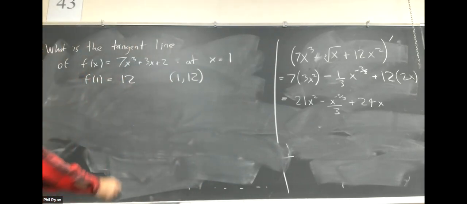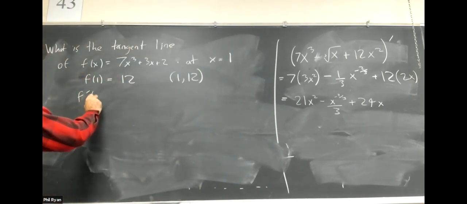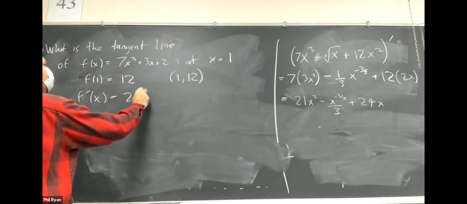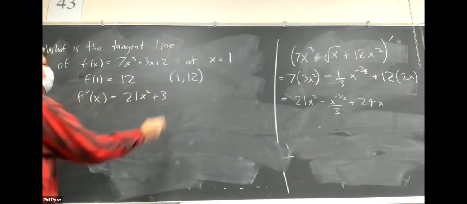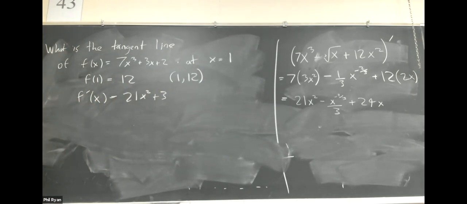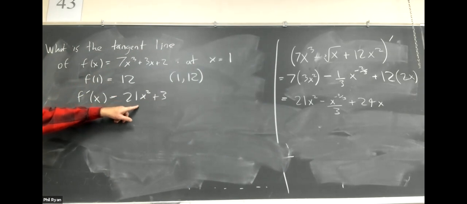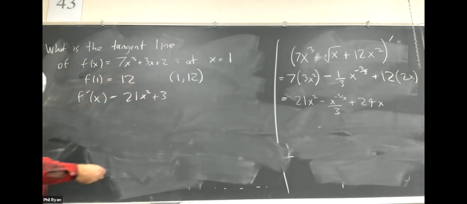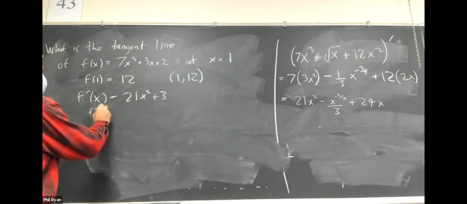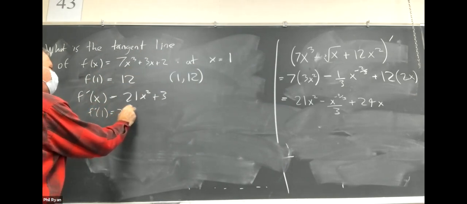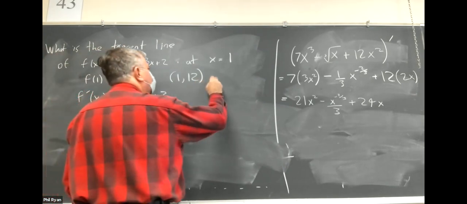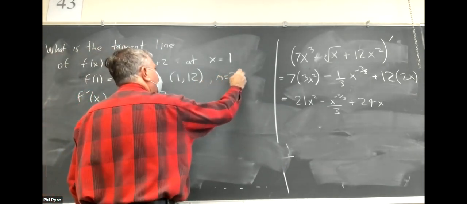What's the slope? Well, we need the derivative for that. It's equal to 21x squared plus 3. Down comes the 3, subtract 1 from the power. The slope of 3x is 3. So f prime of 1 is 24. So we know that the slope is 24.